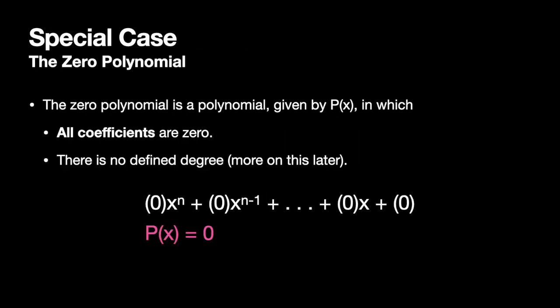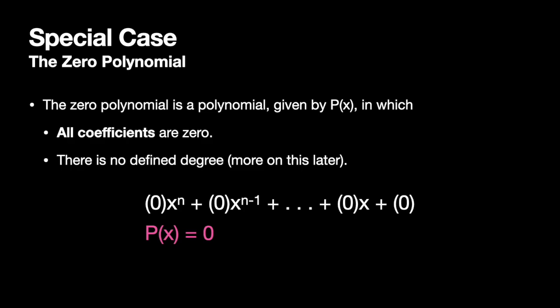Now let's look at a special case, which we call the zero polynomial. So a zero polynomial is where you have a polynomial given by p of x, in which every coefficient of the polynomial is zero, meaning that the polynomial itself is zero. So if we take our general form of polynomials from before, recall the one that had all the a's and n's in them, if we replace all coefficients with zero, we can see that p of x, or the polynomial at hand, will equal zero itself.